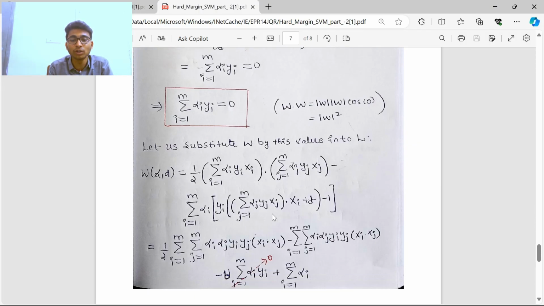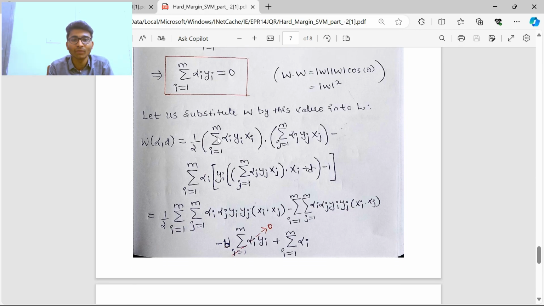See, I substituted the summation j equal to 1 to m of alpha j y j x j dot xi plus d, our constraint, and I took the summations outside because they are scalars, right? Alpha i, alpha j are scalars, and yi yj also, because yi is nothing but the label, -1 or +1. Those are also constant. Now xi and xj are vectors. The dot product will be between these two. And similarly, taking the summation inside, multiplying alpha i, alpha j, yi yj, and xi dot xj.